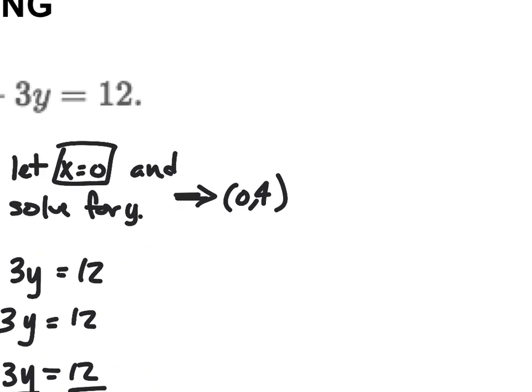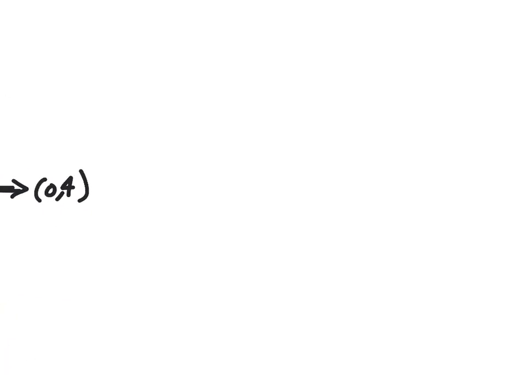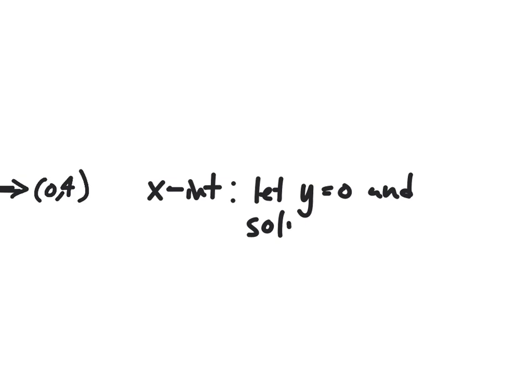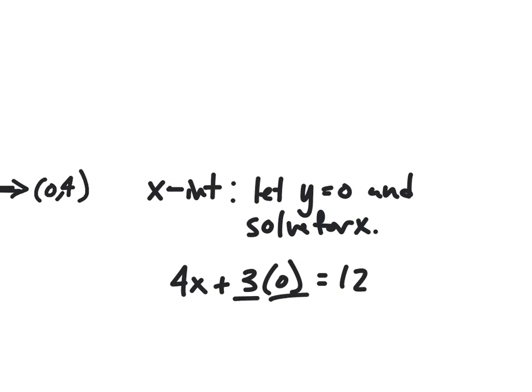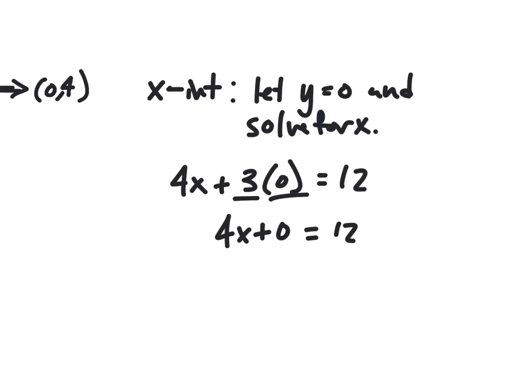Let me write this out. For the x-intercept, I'm going to let y equal 0 and solve for x. So I'm going to do 4x plus 3 times 0 is equal to 12. 3 times 0 is just 0, so I get 4x plus 0 equals 12. If I take 4x and add 0 to it, I'm still left with 4x, and that gives me 12. Then I'm going to divide by 4 and by 4. So x is equal to 3.